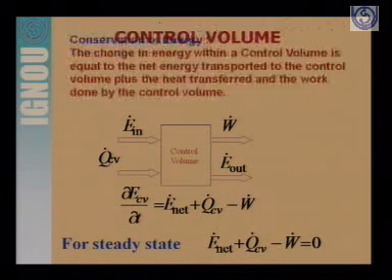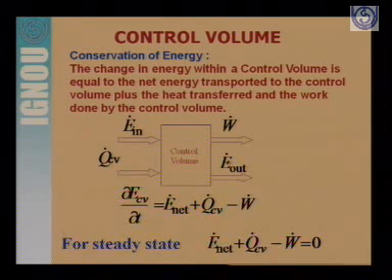Now let us discuss the conservation of energy, that is the first law of thermodynamics, in the case of a control volume. Here also we have considered a control volume and its boundary. E dot in is the rate of energy entering the control volume, E dot out is the rate of energy going out from this control volume, W dot is the rate of work done by the control volume, and Q dot CV is the net rate of heat supplied into the control volume.